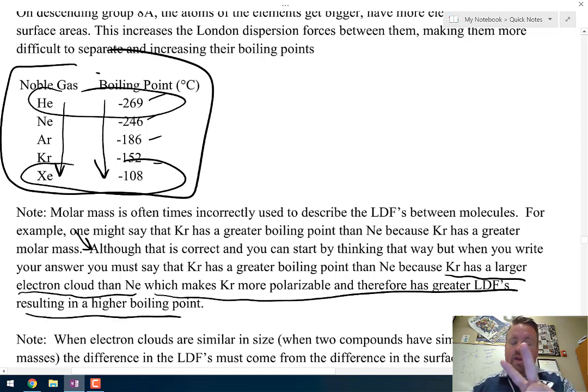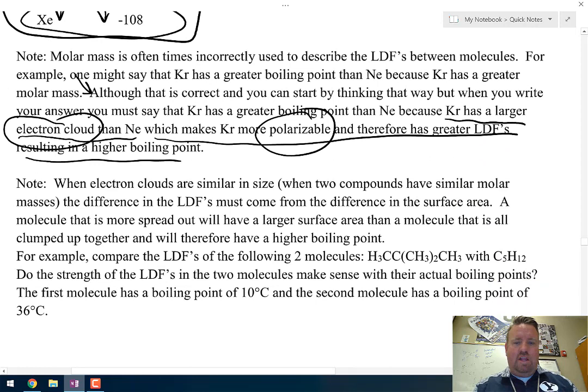If you're comparing two nonpolar molecules to each other, the one that's going to have the greater boiling point or the greater melting point is the one that has the greater London dispersion forces. And we know that based on the size of the electron cloud, which therefore determines how polarizable the molecule is. Okay, now let's talk a little bit more about surface area. When electron clouds are similar in size, how do you know if they're similar in size? Because they have similar molar masses.